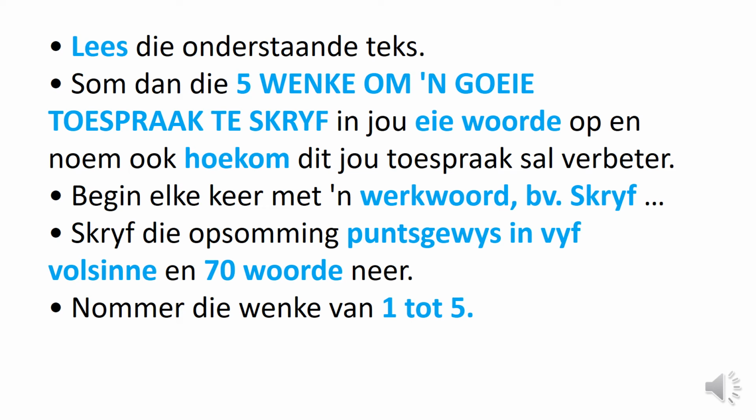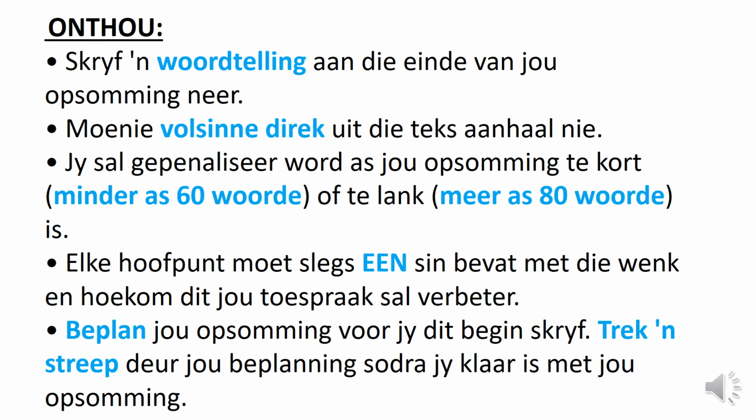And nommer 1 tot 5. Maybe you forgot to number it. You've just quickly written your sentences, thought you're going to run out of time. You haven't numbered the sentences. Make sure that you've numbered them. Okay, then we've written word counts at the end. Done that. Full sinne. We've done that. We have more than 60 words. Have that. We have 1 sentence. We've done a planning. We've drawn a line through it.